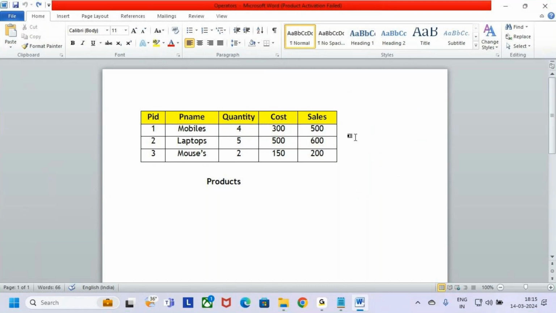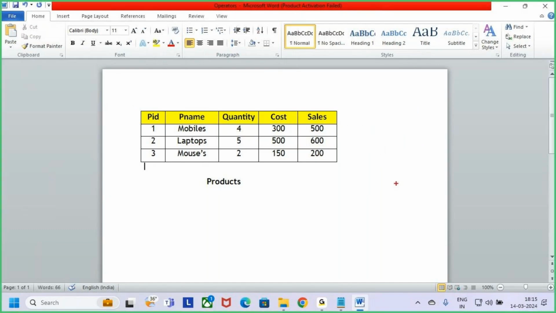4 mobile phones. So my requirement here is to find out the total amount I'm spending on the business, product wise. To buy the 4 mobile phones, I want to find the amount I'm spending. So I want to multiply the quantity column with the cost column. 3 fours are 12. So the amount I'm spending to buy the 4 mobile phones is 1200.